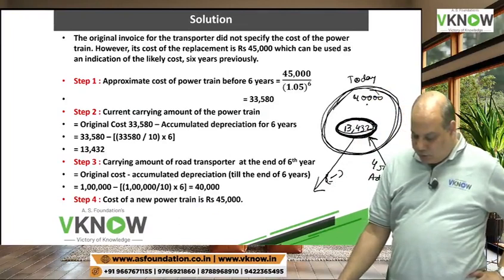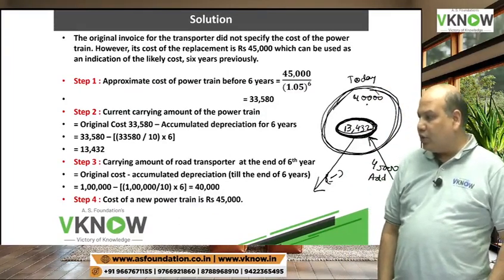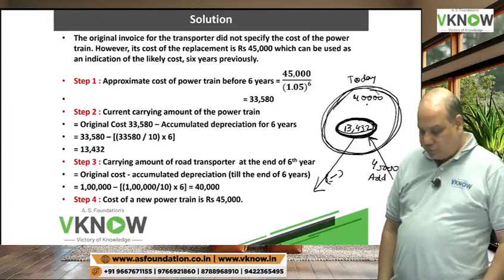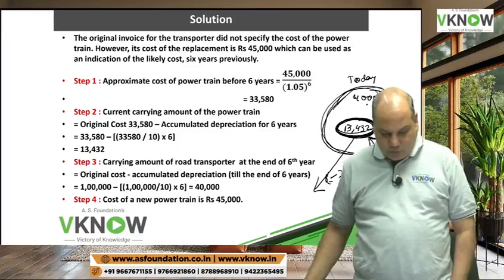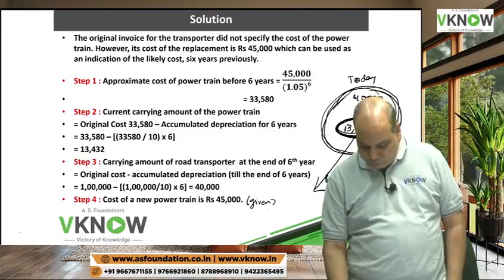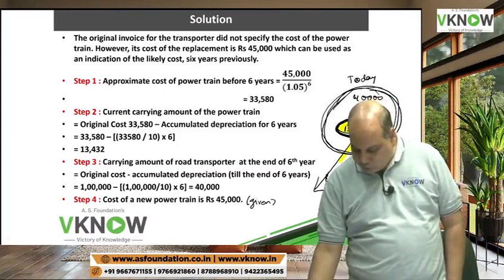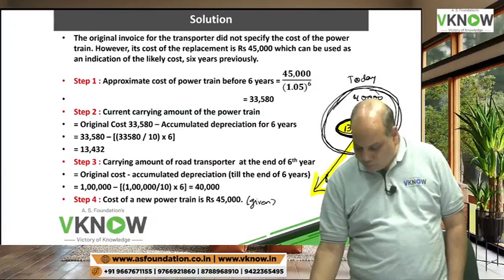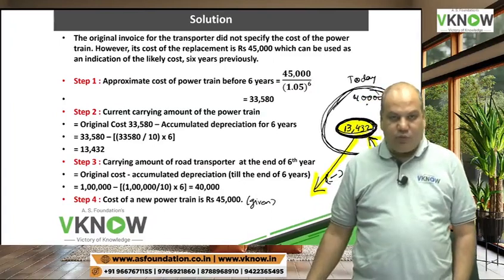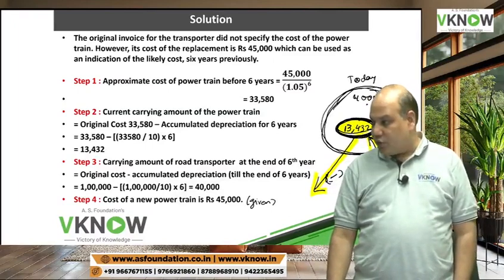So write down next line, step number 4. The cost of the new powertrain is rupees 45,000. This is given. No calculation required. So what will go out? 13,433 will go out. And what will come in? 45,000 will come in. Is it right? So this is the answer of this question.